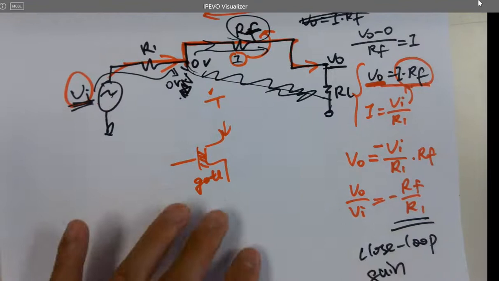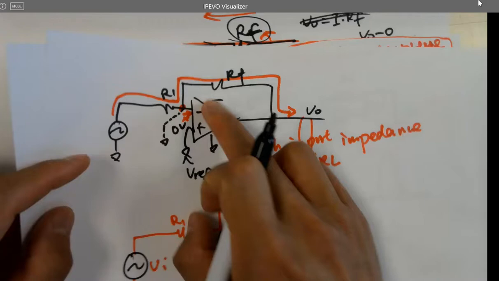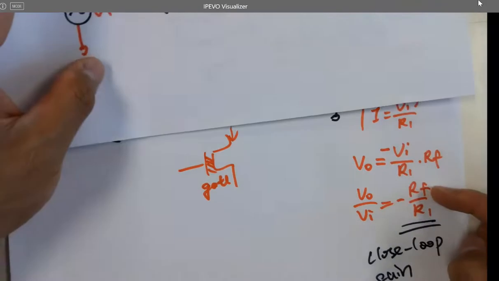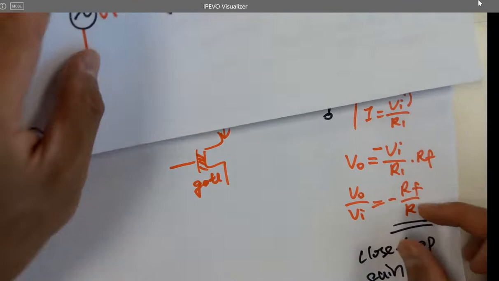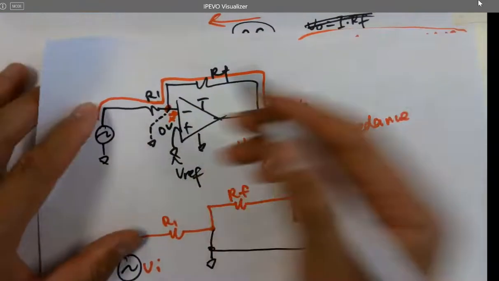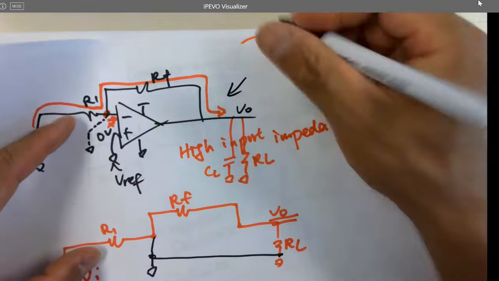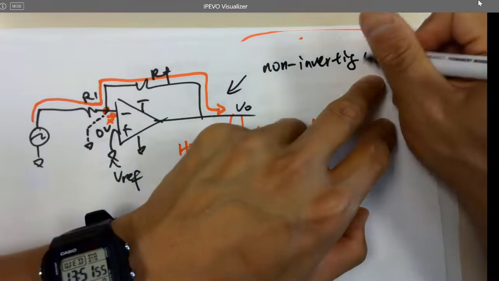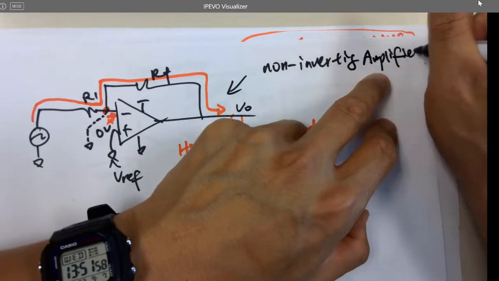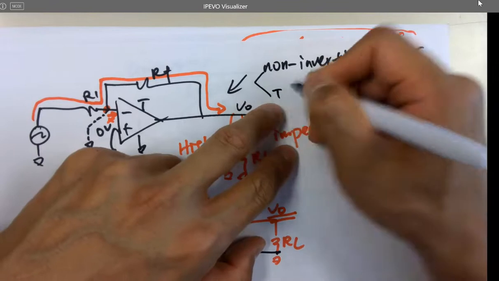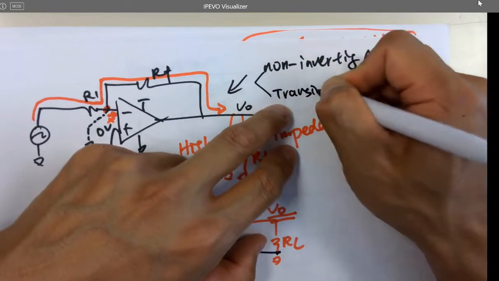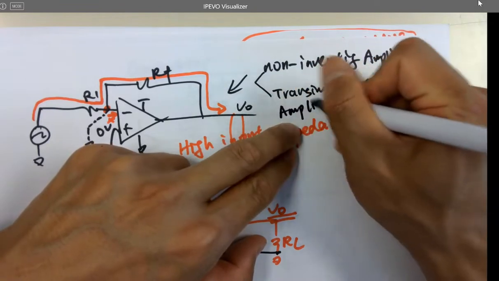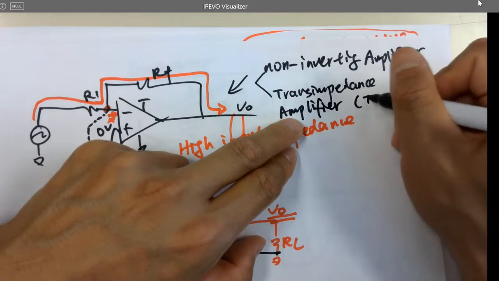So now you can adjust the voltage gain for this configuration in order to amplify by 10 times, 2 times, 3 times, whatever you want to do. You can put it here. And there's another name for it. There are several different names. There's the non-inverting amplifier, or another name, the transimpedance amplifier, or TIA.